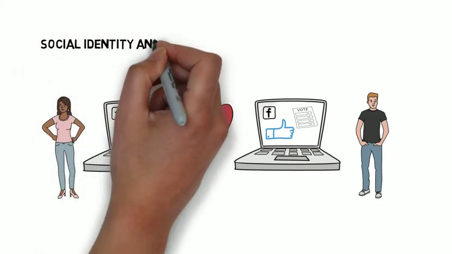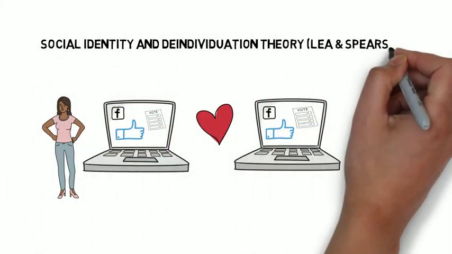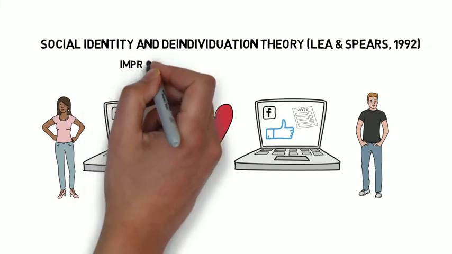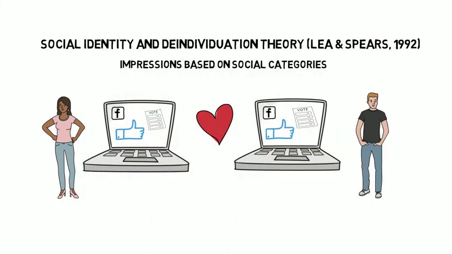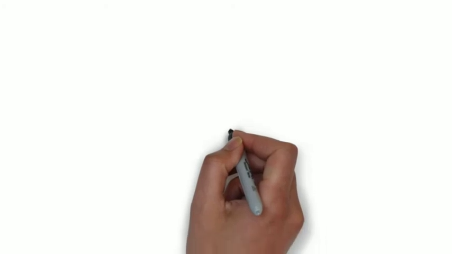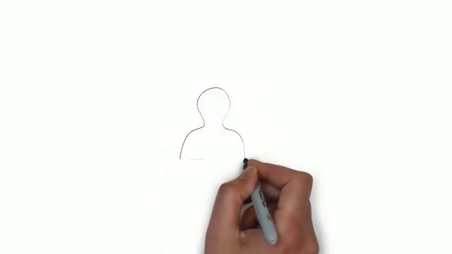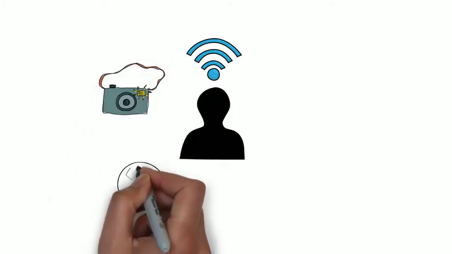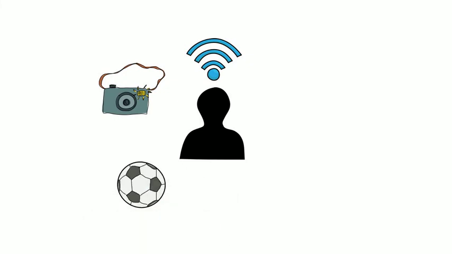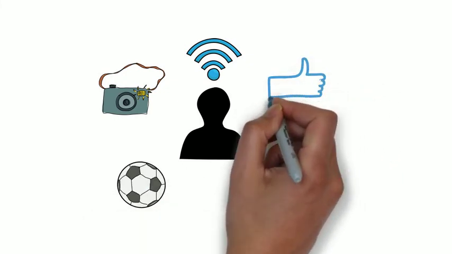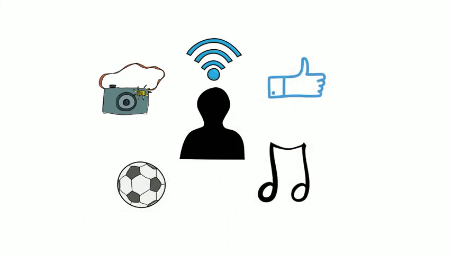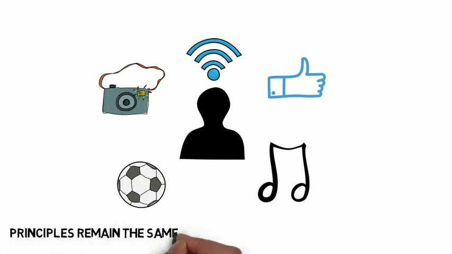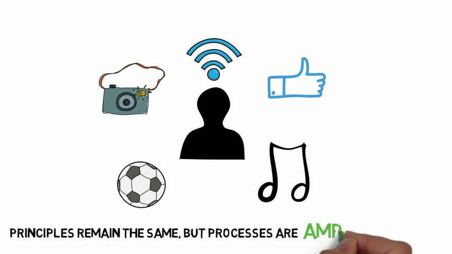The social identity and de-individuation theory suggests that a lack of personal nonverbal cues online leads people to draw impressions based on social categories. So rather than call for entirely new theories, online environments have changed the backdrop against which identity is constructed. The removal of physical gating obstacles and vast control over presented information allows users to construct identities that are more idealized than ever before. Whilst the principles of identity construction remain, the processes are accentuated and amplified.